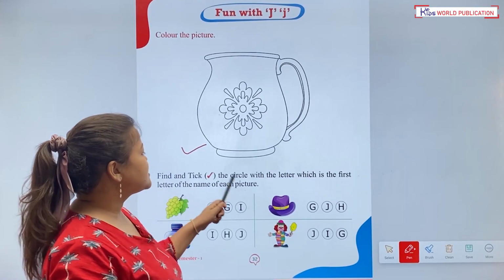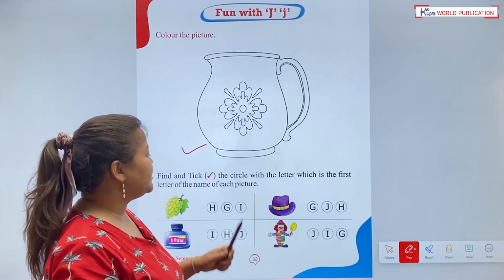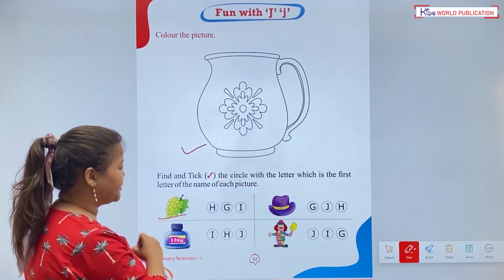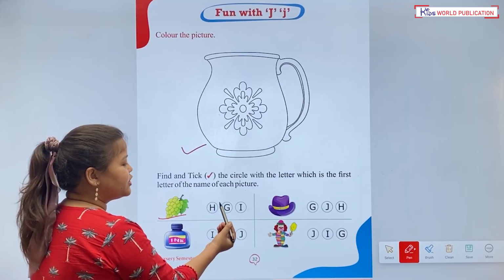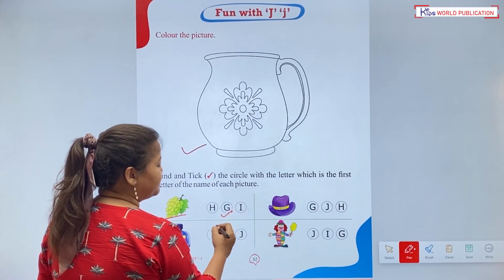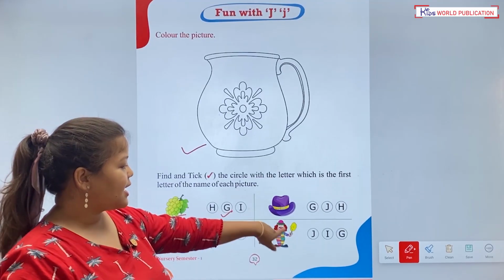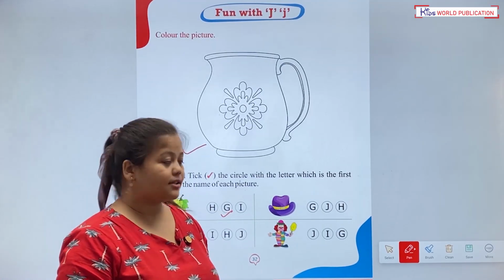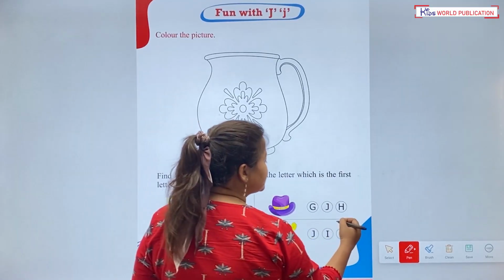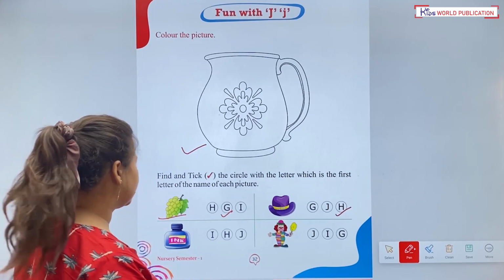Find and take the circle with the letter which is the first letter of the name of each picture. So, this is the picture of grape. H-G-I. Right answer is G. G is the first letter of grapes. This is the picture of hat. G-J-H. The right answer is H. H is the first letter of hat.